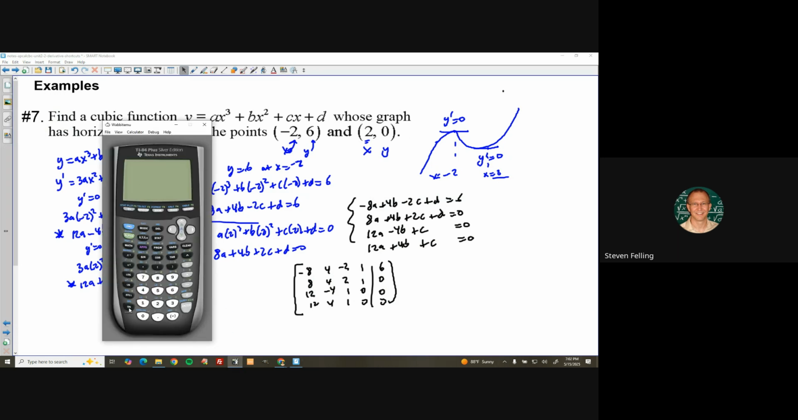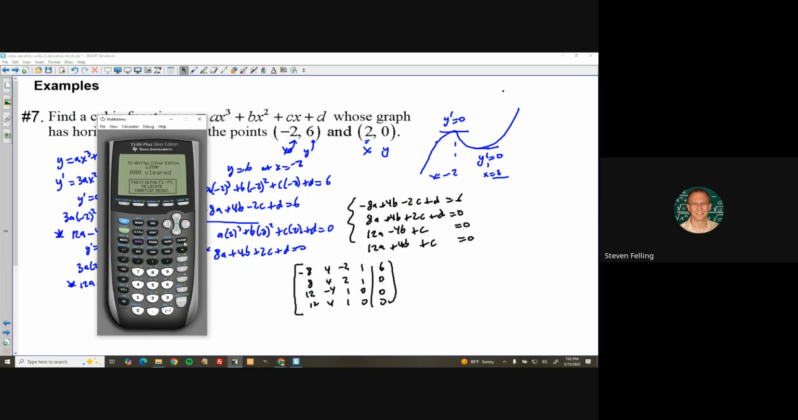So hopefully you're familiar with this, but you can take a TI-84. You can go to the matrix menu and edit a matrix. For example, this one is A. We're going to make this a 4 rows by 5 columns matrix, 4 by 5. And then we'll enter all these numbers using the negative key here for negatives. Negative 8, 4, negative 2, 1, and 6. Second equation, 8, 4, 2, 1, 0.